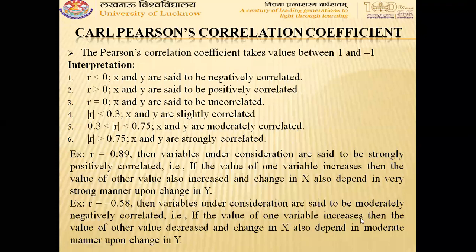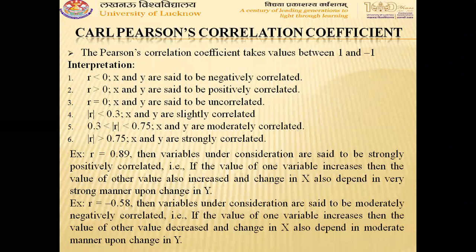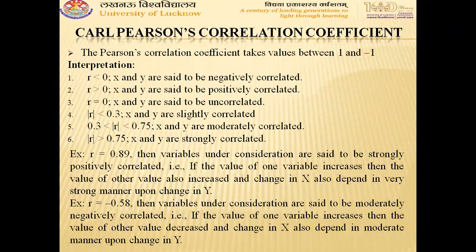If the value of one variable increases, then the value of the other variable decreases, but the change depends only moderately upon the other variable. There may be certain other causes which also affect the variable but are not considered while calculating the correlation coefficient. So that comes out to be moderately related.